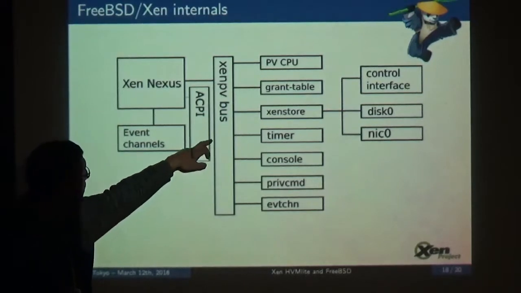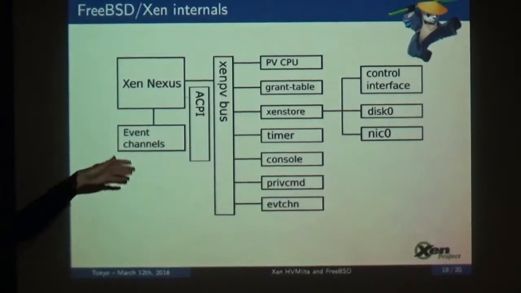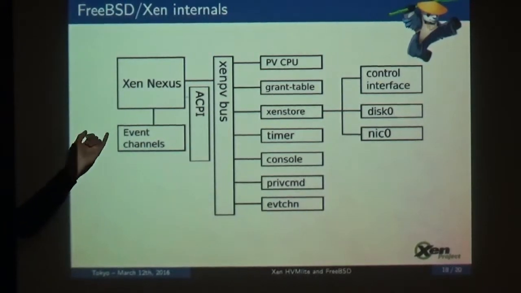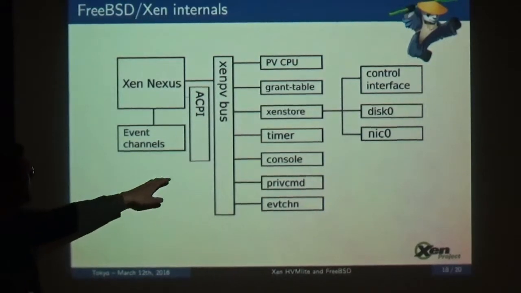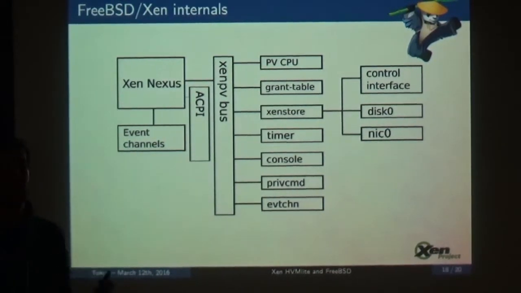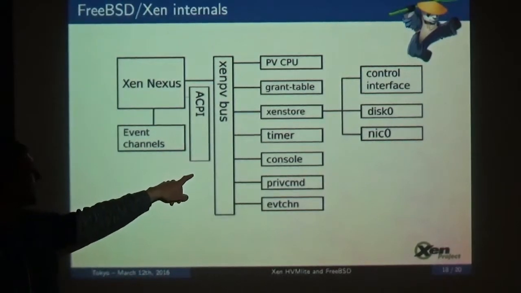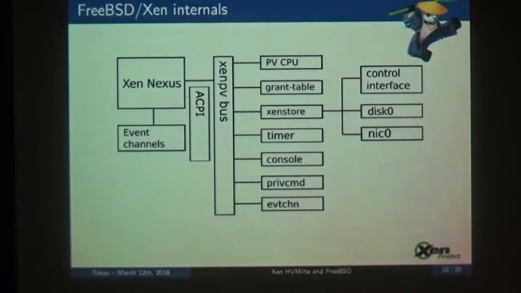And then we have the Xen PV bus, which is the bus where all the paravirtualized devices attach to. We have the grant table code, we have XenStore, we have the PV timer, the PV console, the PRIV CMD device that we spoke about before. We have everything that's contained here, and it only attaches to the Xen PV bus device, which makes it quite easy to work with in general. And finally, I would also like to note that, for example, for Dom0 or for domains that support ACPI, we will be attaching the native ACPI bus to the Xen Nexus.